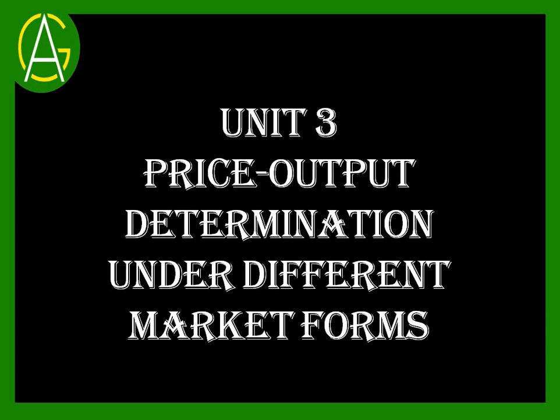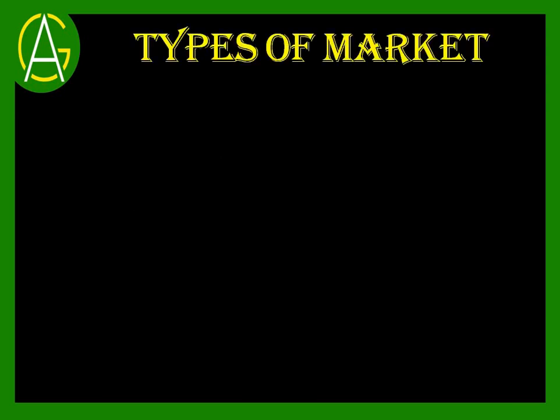Until now we have learnt different types of market, and then we had completed how the prices are determined when there is a change in demand and change in supply. Now in unit number 3 we are going to learn how price and output are determined under different forms of market. So let us start first with the types of market.